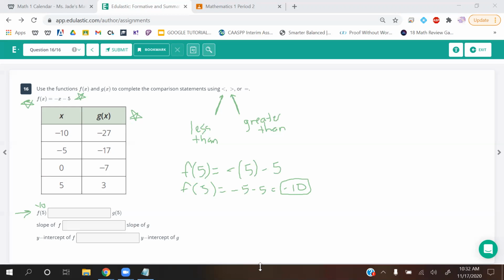G of 5 is where you see right over here where our x value is 5 on our g of x table. And you can see that we have a g of x value of 3. So we are comparing negative 10 and 3. Negative 10 is less than 3, so I'm going to write the less than symbol. Do you guys have any questions on that one?